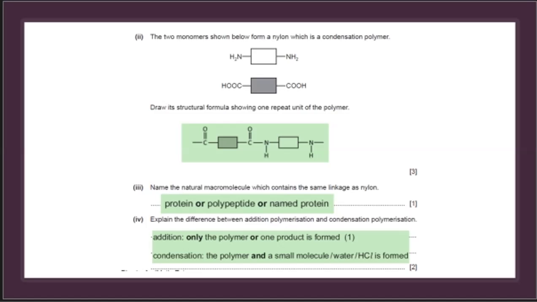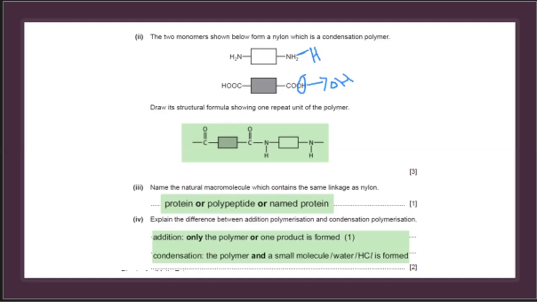Next question. The two monomers shown below form a nylon, which is a condensation polymer. So you have your first monomer here, and you have the second monomer there, right? So what can we decipher from these monomers? It has an NH2 group and an NH2 group. So it's a diamine. You have a C double bond O OH and you have C double bond O OH. What is going to happen to them? One hydrogen is going to be lost from the NH2 group and the OH can be lost from the acid group.